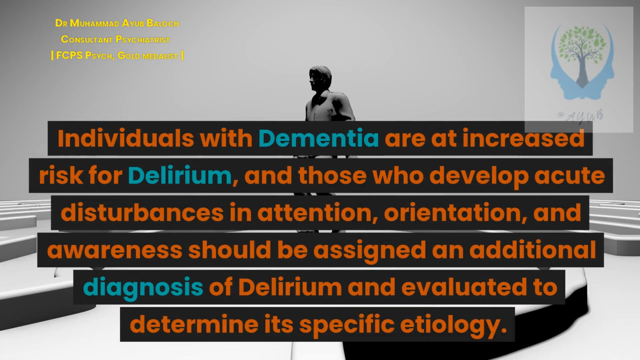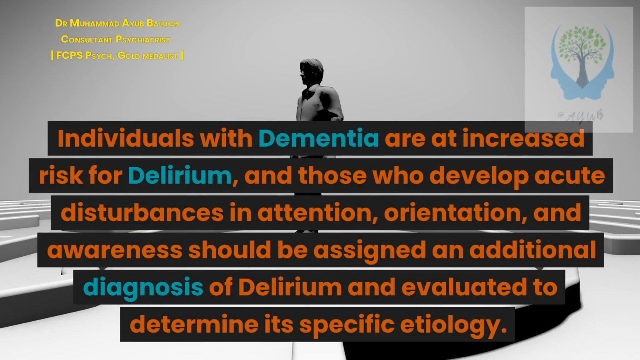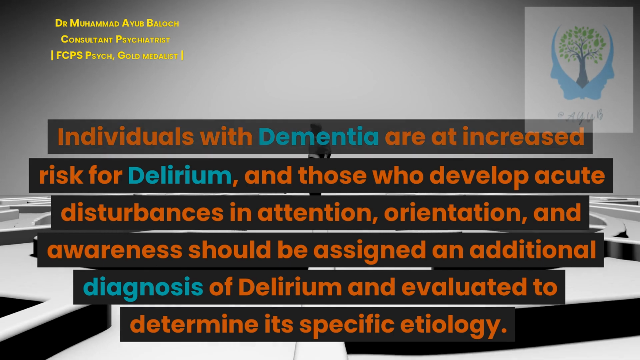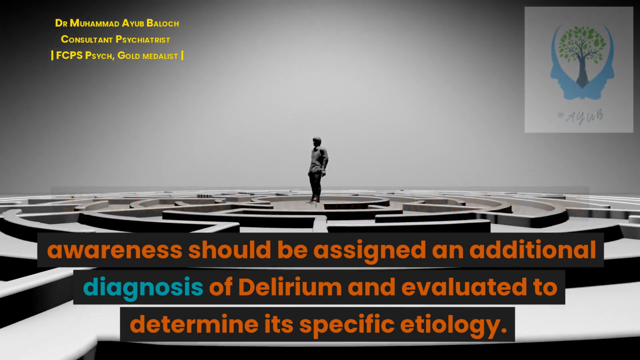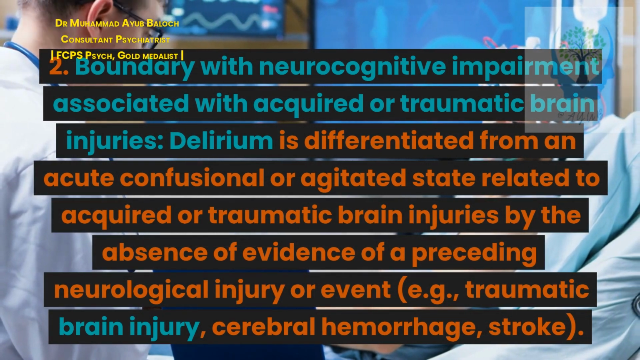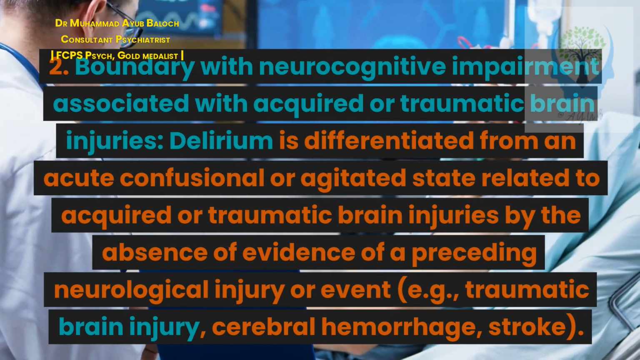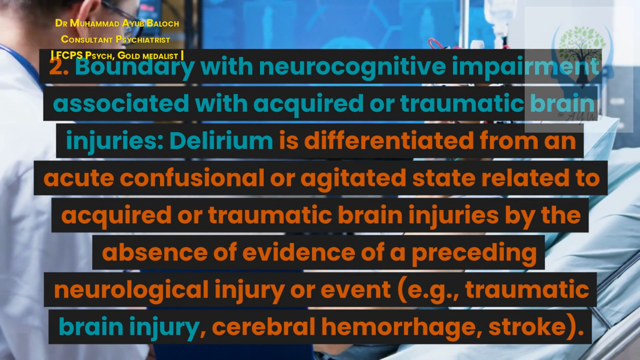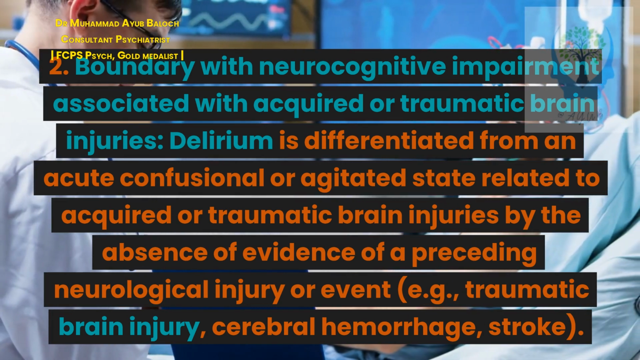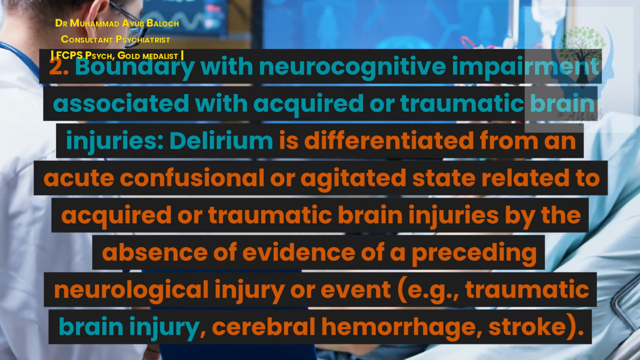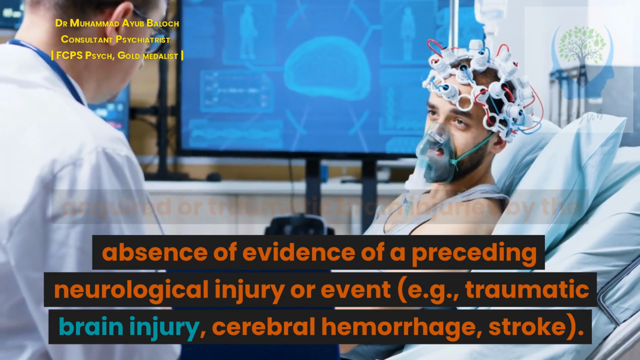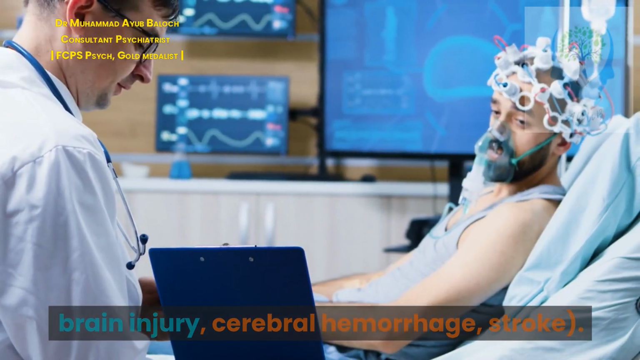Individuals with dementia are at increased risk for delirium, and those who develop acute disturbances in attention, orientation, and awareness should be assigned an additional diagnosis of delirium, and evaluated to determine its specific etiology. 2. Boundary with neurocognitive impairment associated with acquired or traumatic brain injuries. Delirium is differentiated from an acute confusional or agitated state related to acquired or traumatic brain injuries by the absence of evidence of a preceding neurological injury or event, for example, traumatic brain injury, cerebral hemorrhage, stroke.